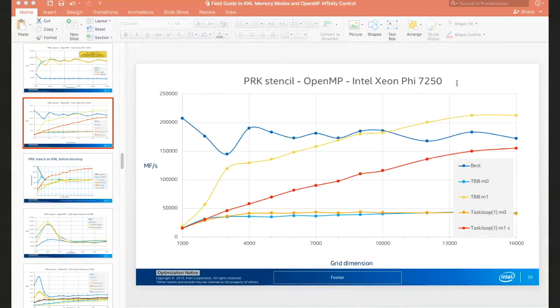But that's only true because the thread scaling is good out to all the 68 cores. Most codes that I've seen do not scale that well in OpenMP.